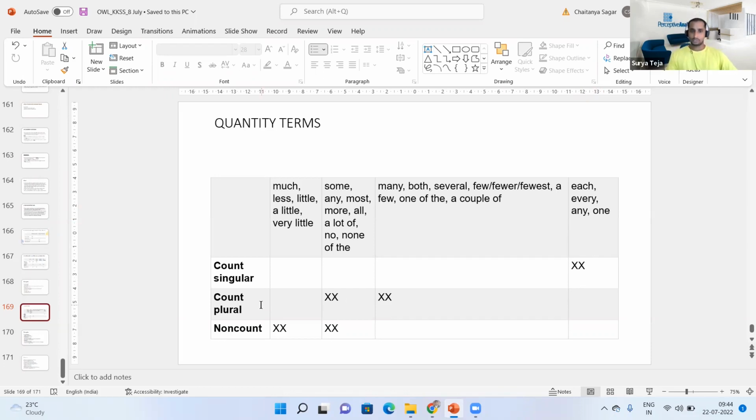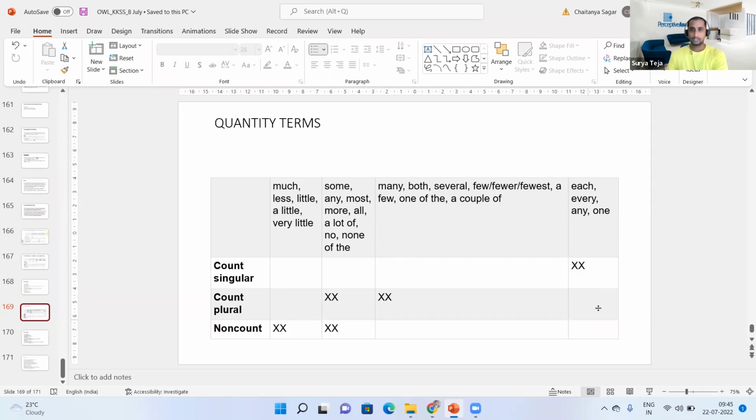If you see count nouns which are pluralized, much, less, little is not appropriate here. You cannot say much cats or less cats, little cats. If you see, some cats are wild. Most of the cats usually are very fast or very agile. You can mention their characteristics. So for plural count nouns, you can use some, any, most. And also many cats, or both of these cats are friends. Several or few, fewer, you can always use. So these would be applicable here.